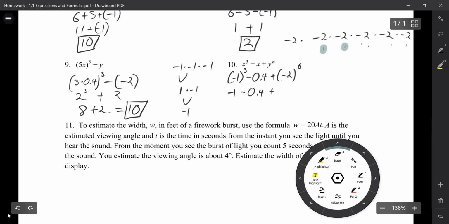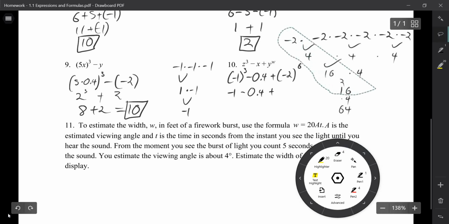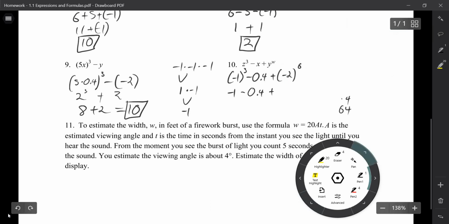So these two negative 2's are going to give us 4. These two negative 2's are going to give us 4. And those two are going to give us 4. Now it's just 4 times 4 times 4. 4 times 4 is 16. We've still got a times 4 over here. 16 times 4 is going to give us, I'll write this out longhand, 64. Perfect. I'm going to clear out all of this for now. We just know it's 64, so plus 64.